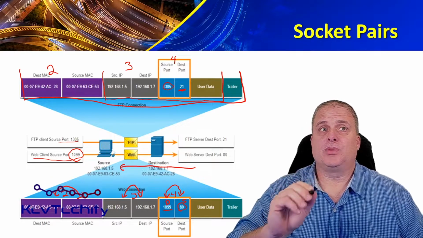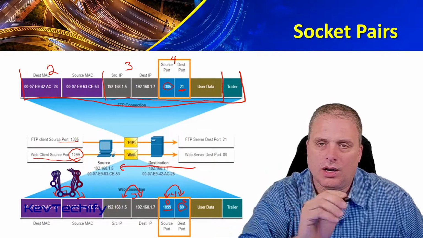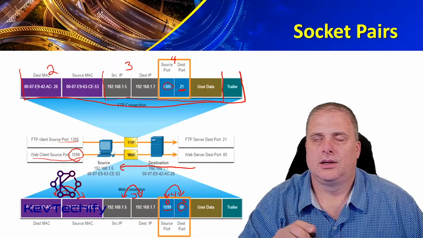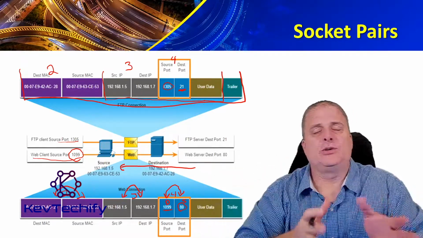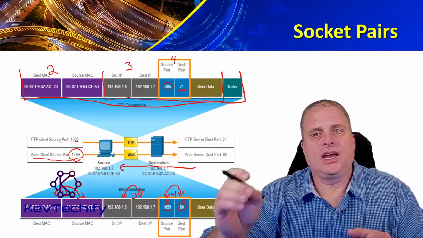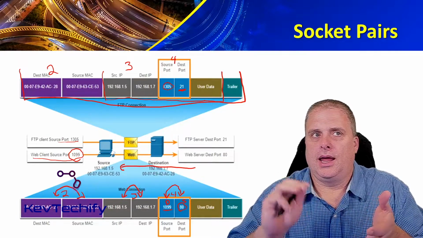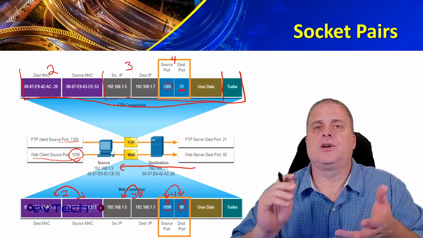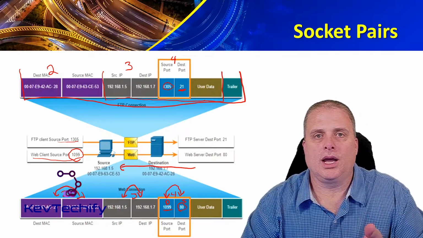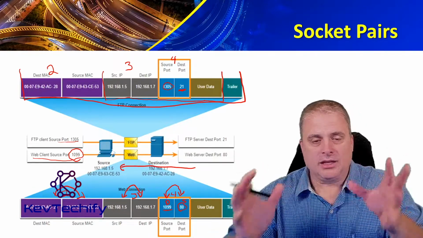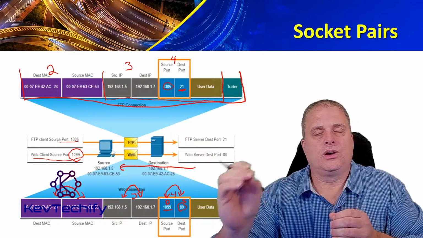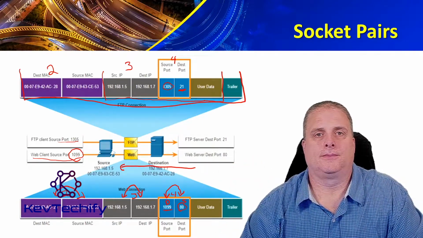Sockets enable multiple processes running on a client to distinguish themselves from each other, because we have these socket pairs, the IP address and the port number. And then we can have multiple connections to a server. We can have multiple conversations going on, handling all of this on the client. That's where these sockets come into play.